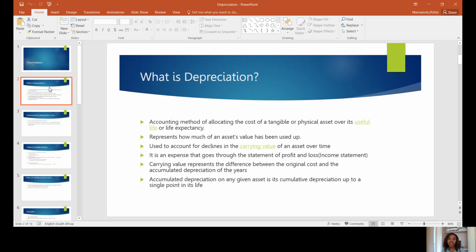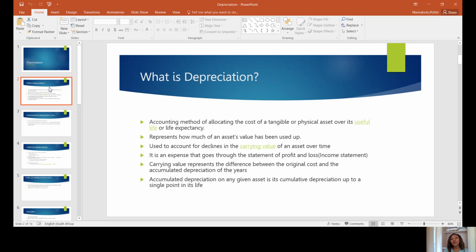So what is depreciation? It is an accounting method of allocating the cost of a tangible asset over its useful life or life expectancy. It represents how much of an asset's value has been used up. Basically, every year, the entity uses its asset to produce profit or income. Depreciation then is how much of that asset has been used up for that year to produce the income for that year. Hence, the depreciation is an expense and goes through the statement of profit or loss, or in your case, it might be income statement.